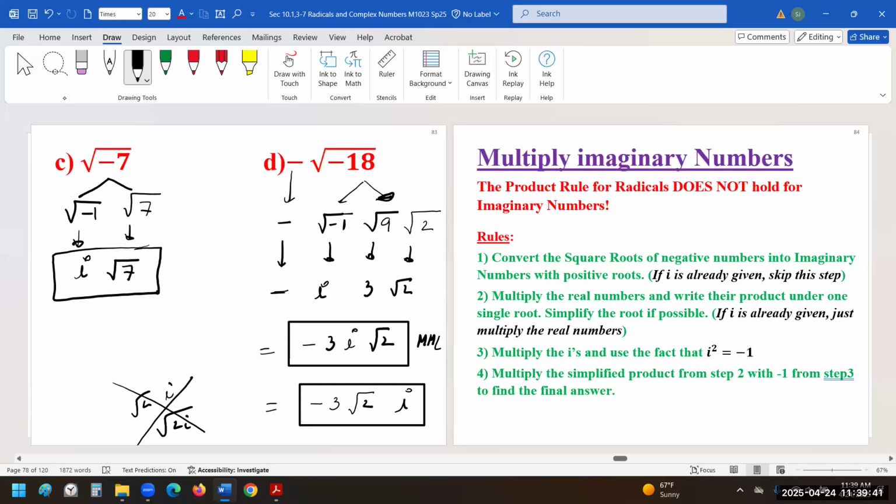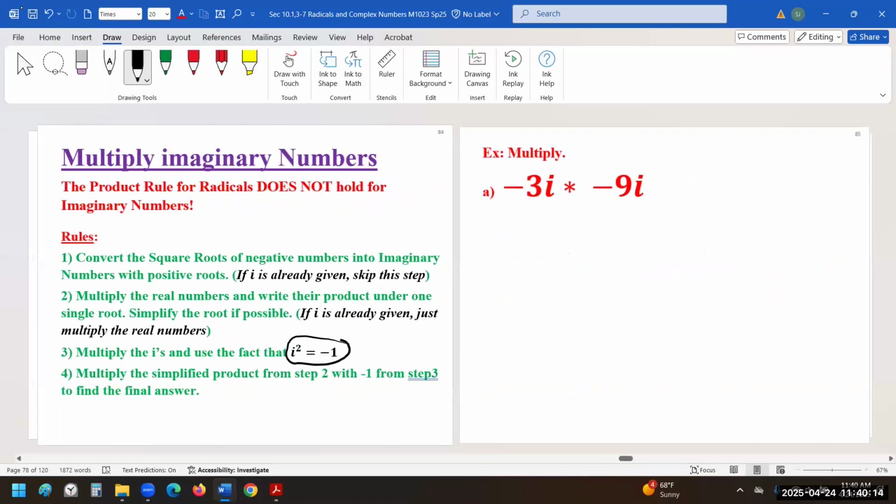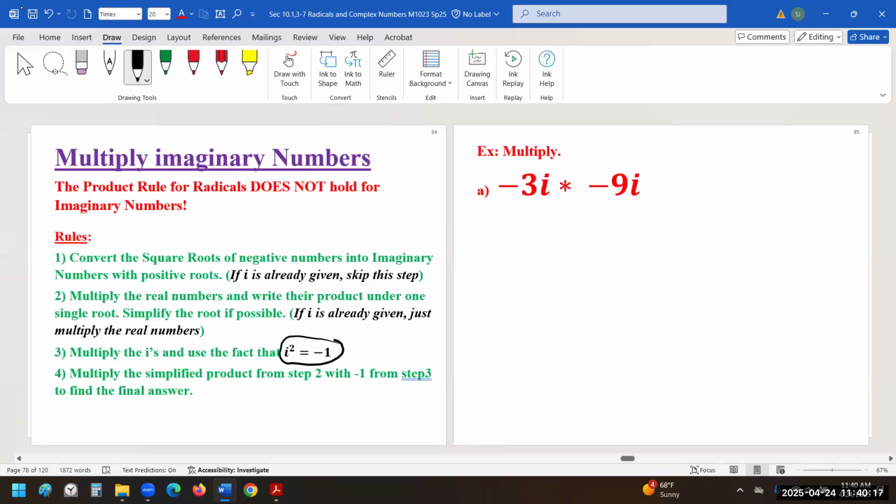Okay, now we are multiplying. We multiply exactly the same as how you multiply numbers. The only difference is anytime you bump into i squared, you must write it as -1. That's the difference between multiplying real numbers and imaginary numbers. You multiply the same as real numbers, but every i squared turns into -1. So let's follow these and do some examples.